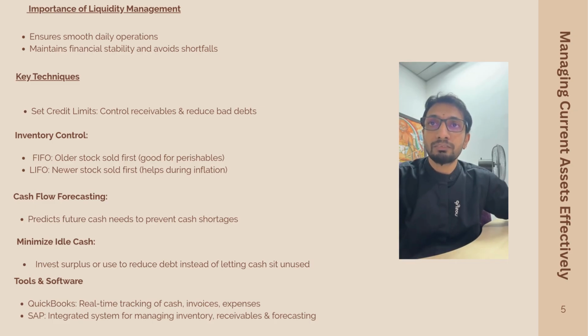QuickBooks, a user-friendly accounting tool that helps small businesses track income, expenses, billing, and cash flow in real time. It automates many accounting tasks and provides financial reports quickly. SAP, a powerful enterprise software used by large companies to manage finance, inventory, customer data, and more. It integrates different departments and provides detailed insight for decision making.